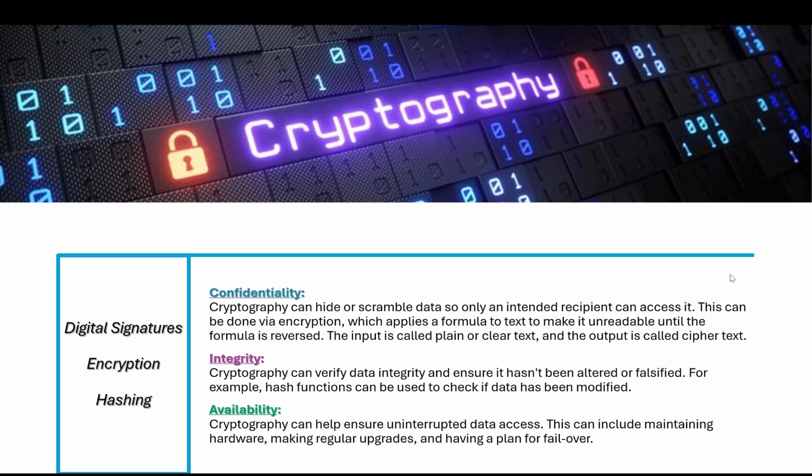When we think about confidentiality, remember that is us trying to prove we are who we are, who we say we are, who we claim to be. Here with cryptography, you can hide or scramble data so only the intended recipient can access it. This can be done via encryption. There are many encryption algorithms out there. New ones are being developed all the time because, again, when an encryption algorithm is out in the market for a very long time, people are always trying to crack it.